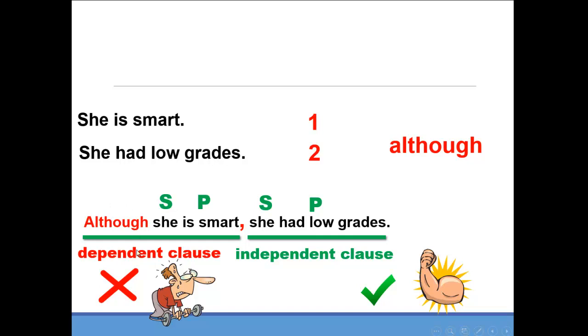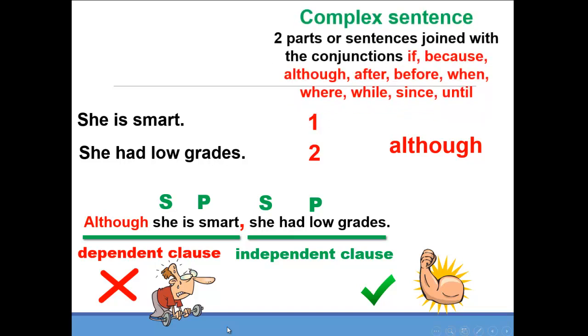The subordinating conjunction, it begins the sentence. That's why I need to put a comma at the end of the first part of that sentence. The two parts will make up a complex sentence. Excellent.